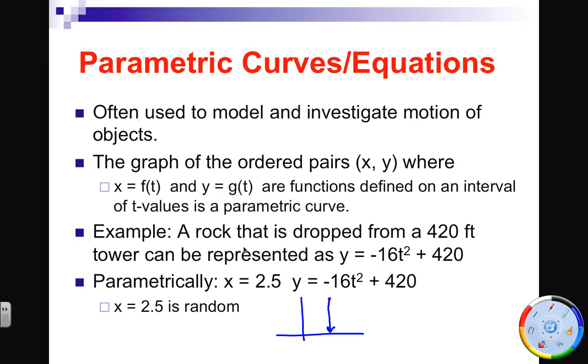Now, you notice that this is a t. Up on the top of your calculator where you used to use the x key, it's actually the X,T,theta,n key. Since you're in parametric mode, it knows to say t. So if you use the normal x button, it's going to say t. So t squared plus 420.